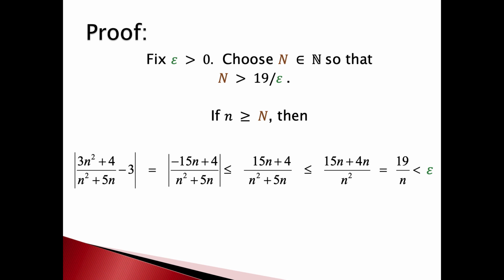But look, I chose capital N to be bigger than 19 over epsilon, and little n is bigger than capital N. So you put those two things together just like we did on the scratch paper, and 19 over n will have to be less than epsilon. So therefore my sequence converges to 3.